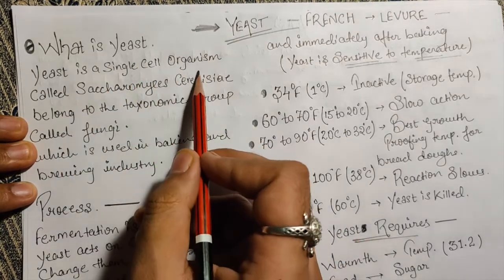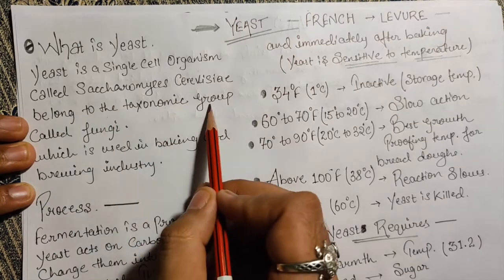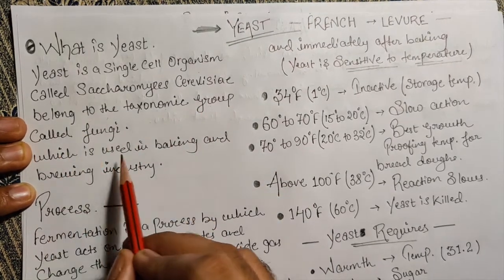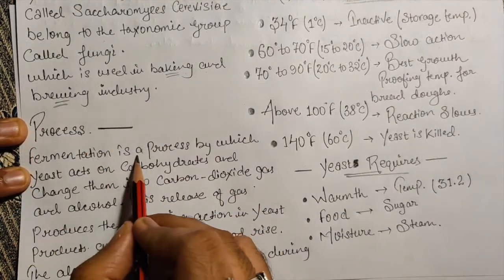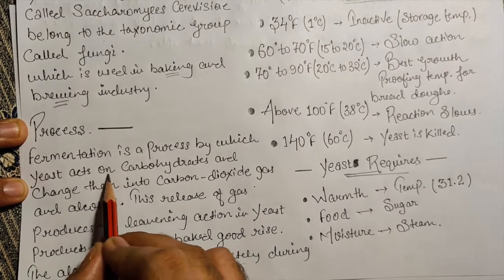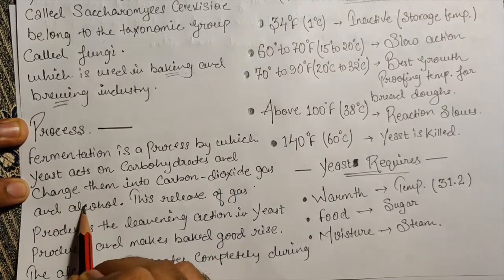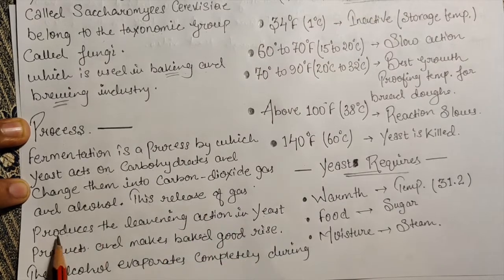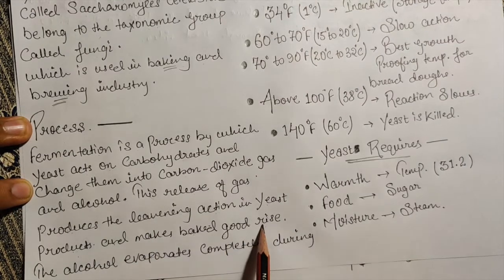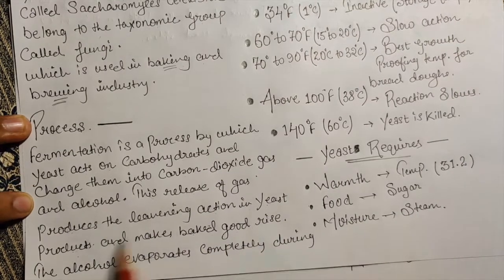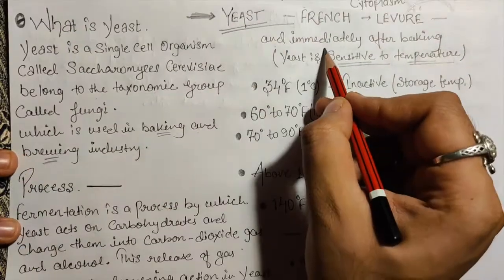Yeast is a single-cell organism called Saccharomyces cerevisiae, which belongs to the taxonomic group called fungi, and is used in the baking and brewing industry. Let's see the process. Fermentation is a process by which yeast acts on carbohydrates and changes them into carbon dioxide gas and alcohol. This release of gas produces the leavening action in yeast products and makes baked goods rise, meaning double up. The alcohol evaporates completely during and immediately after baking.